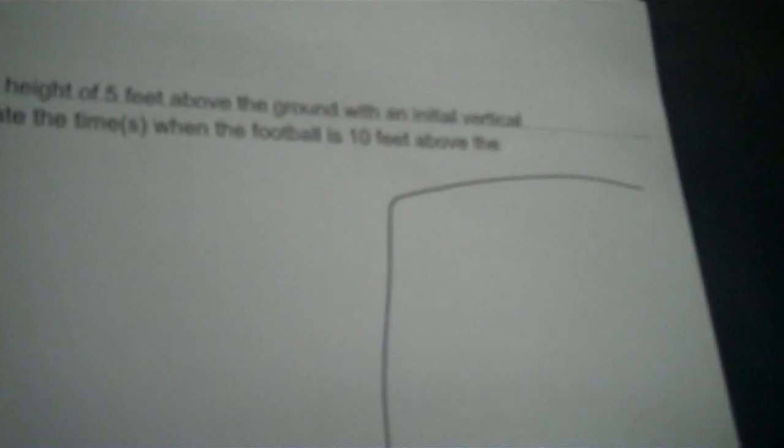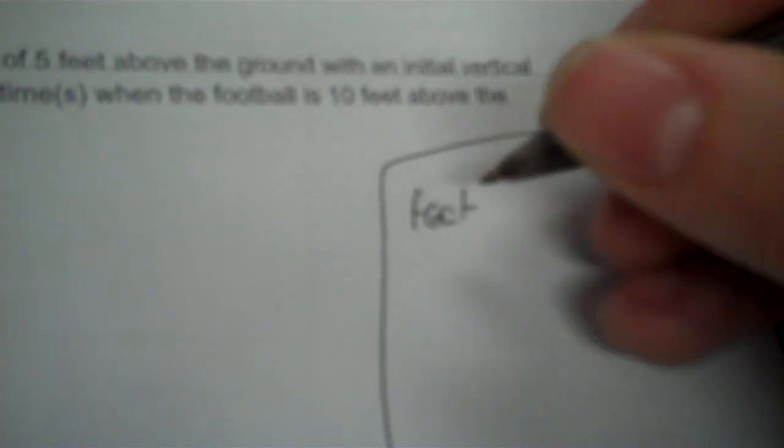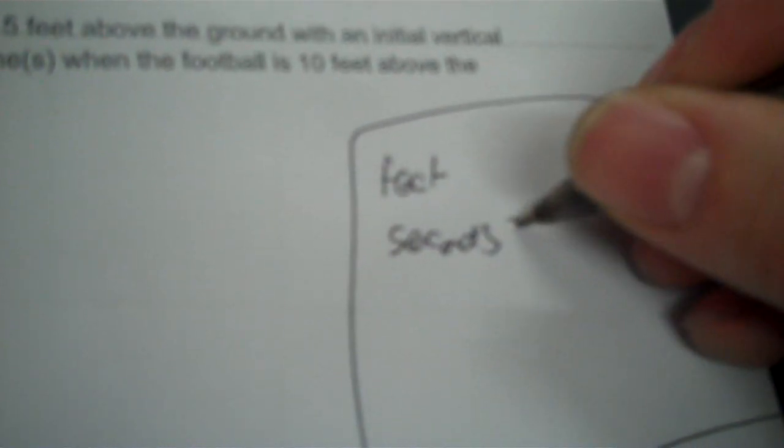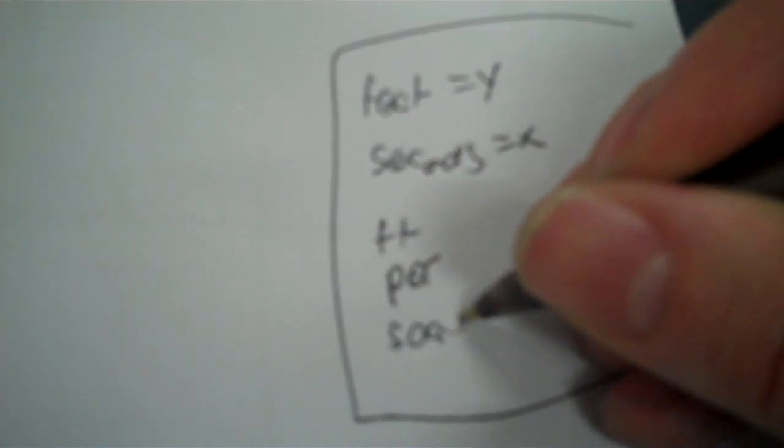Okay, 15c. A football is punted into the air from a height of 5 feet above the ground with an initial velocity of 40 feet per second. Calculate the times when the football is 10 feet above the ground. You're not finding the maximum. I would personally set up the tables and what's happening. It tells a story. Feet, seconds. X is seconds, y is feet. So per. Feet per second. Feet per second is 40, 40 times x, okay? Just mark the starting height. It's still 5 feet, so it's the same darn equation.